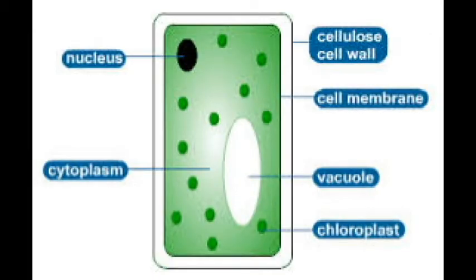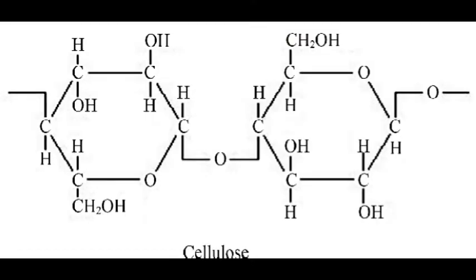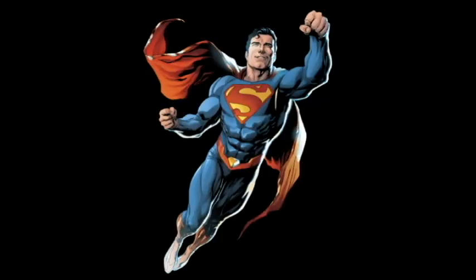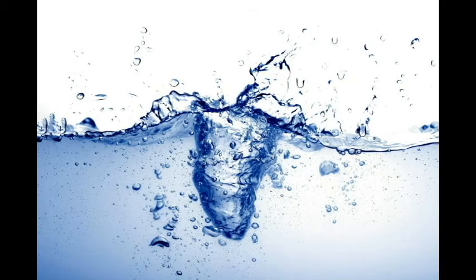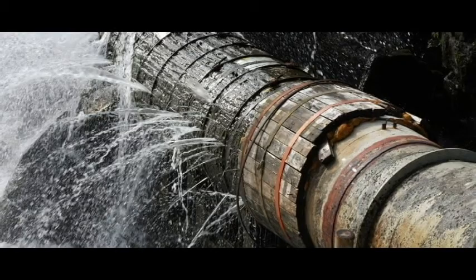Now, the walls of the xylem are made up of cellulose and lignin. How on earth do you pronounce this? Lignin. Cellulose and lignin are tough, which is good, because the xylem is transporting water, and we don't want it to burst. The water moves through the xylem by the transpiration stream.